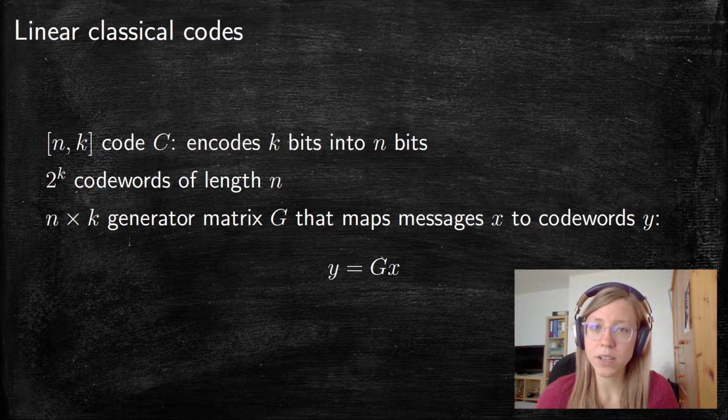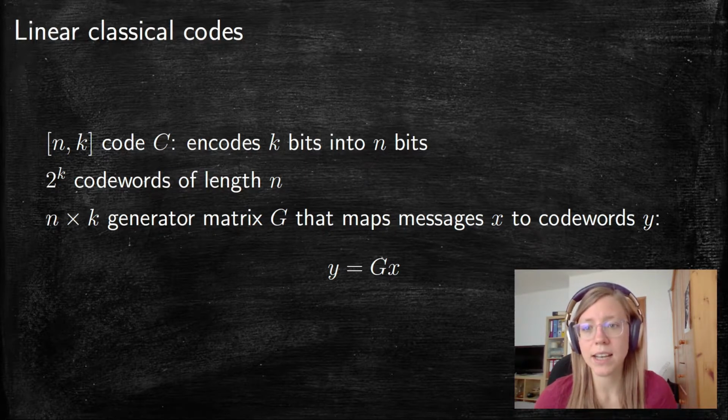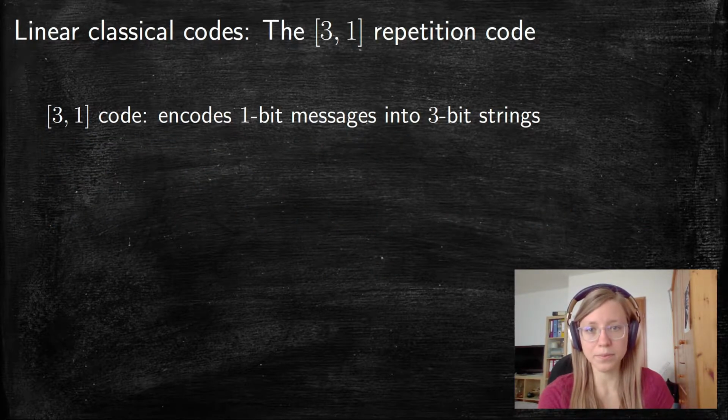And such a code can be defined by defining its generator matrix. This is an n times k matrix that maps messages x to code words y. So a code word is given by the matrix G applied to the message vector x. Let's look at an example.